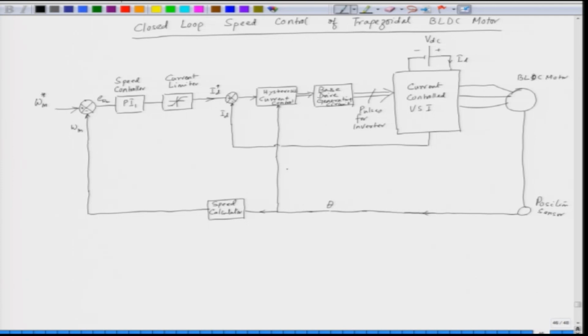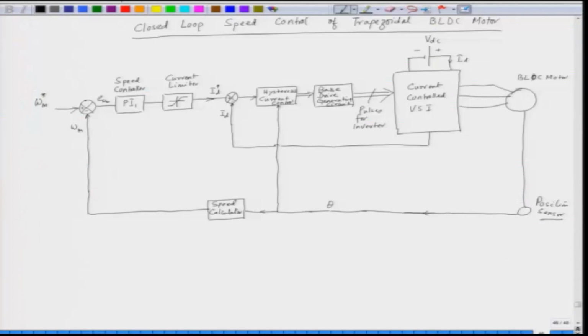So, we have to have a position feedback for a BLDC motor, which is a trapezoidally excited BLDC motor, and that can be obtained by means of a position sensor. So, this is about the brushless DC motors, which are very popular in vehicle application, electric vehicle application.